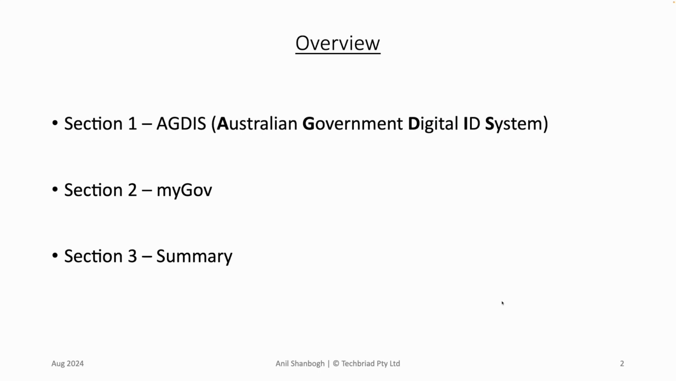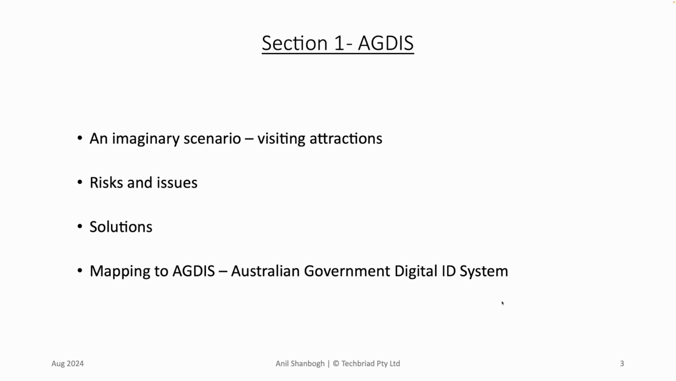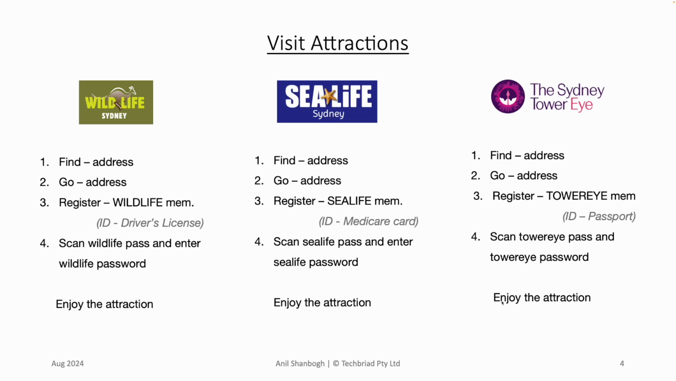So this presentation is divided into three sections: AGDIS, Australian Government Digital Identity System, and myGov. And then let's summarize what we've learned. So in the first section, let's look at AGDIS. Let's consider an imaginary scenario of visiting different attractions and see what are the risks and issues associated with it, and then what are the solutions, and see how this scenario maps to AGDIS.